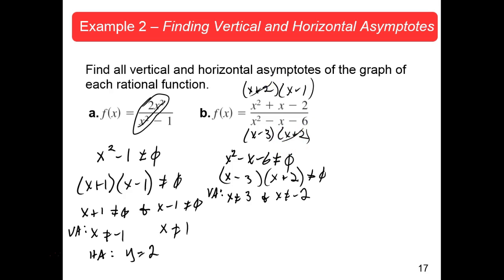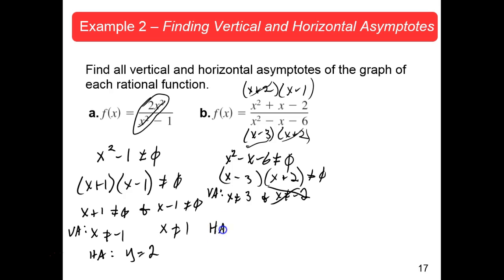So that does not mean that x cannot equal minus 2 is a vertical asymptote. It's not, because there are common factors. Now, that does leave something open to you, so that now your vertical asymptote is only x cannot equal 3, but let's go back and do the horizontal asymptotes.